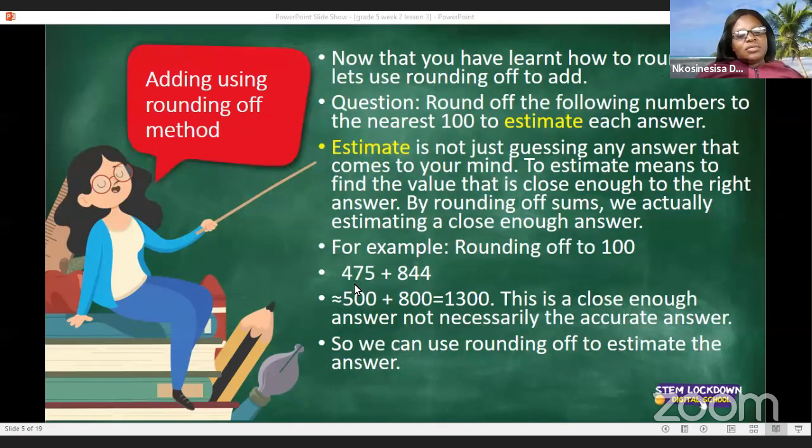So that when you go down to actually calculate the answer, you can see whether your estimate was far off, or your answer is wrong or whatever. So here you see, after we've rounded off, now we have 500 plus 800, and then our answer is 1,300.